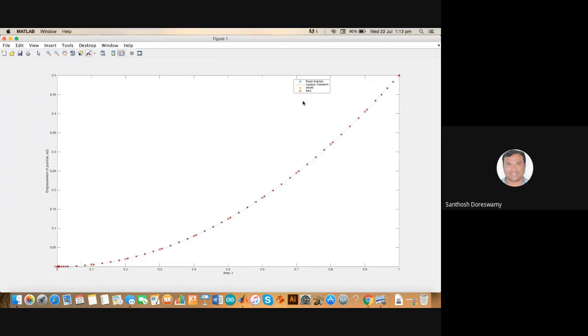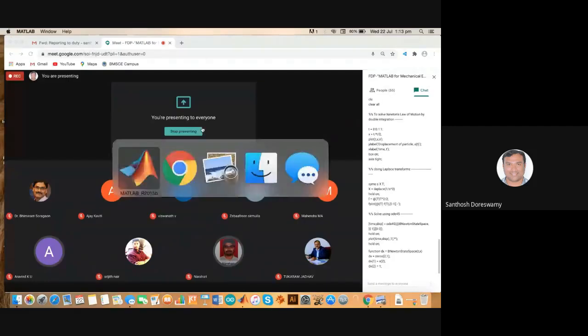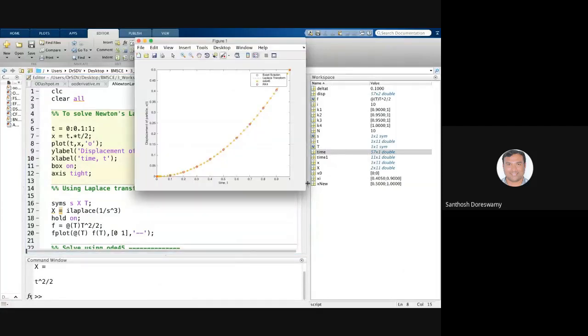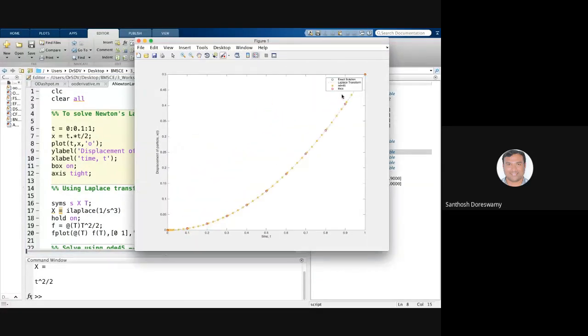Whereas our ODE45, okay, I will run it again because I've used a hold on command. Yes, here it is. So if I use RK4, it is computing the derivatives at equal intervals of time, whereas if I use ODE45, it is taking an adaptive time stepping algorithm to estimate the solution at different time steps. Okay, so all of them actually fall on the exact solution.